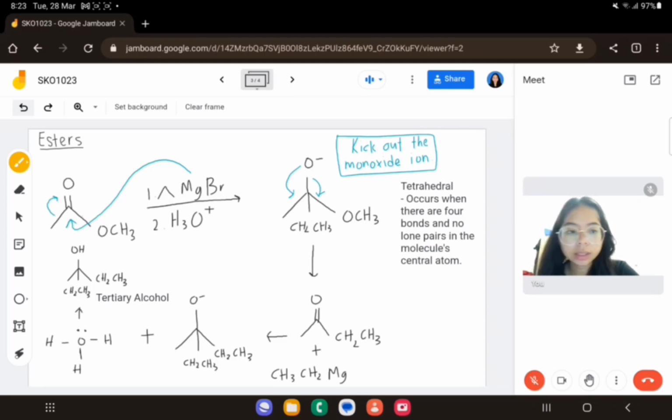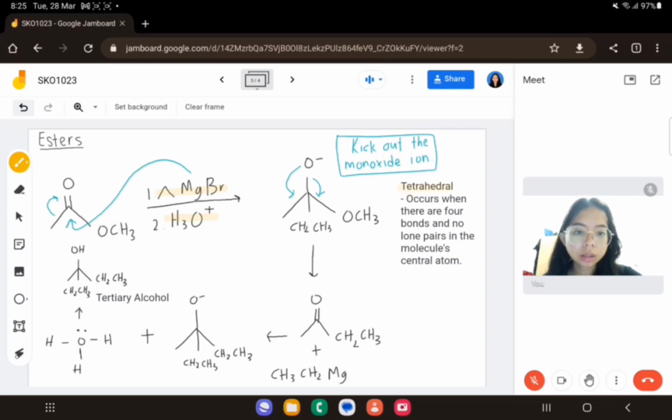For the next example, Grignard reagents react with esters. Keep in mind that every time a Grignard reagent reacts with esters, it will add two R groups. So here we have an ester and we will react with ethyl magnesium bromide and H3O+. First step, the ethyl magnesium bromide will attack the pi bond because we need to add the ethyl to the ester. So when the ester reacts with ethyl magnesium bromide, it will give us a tetrahedral intermediate.